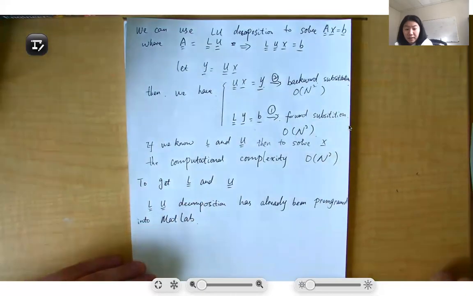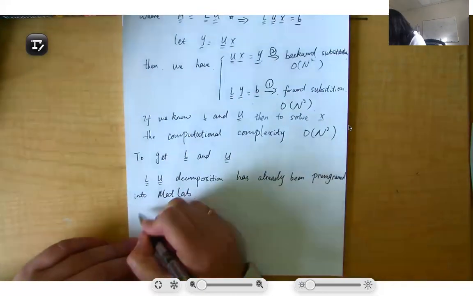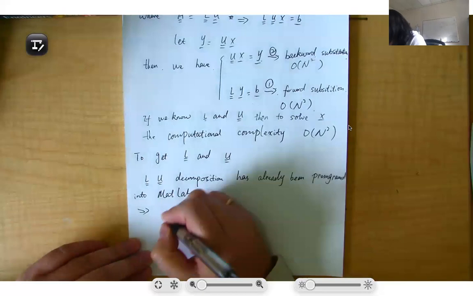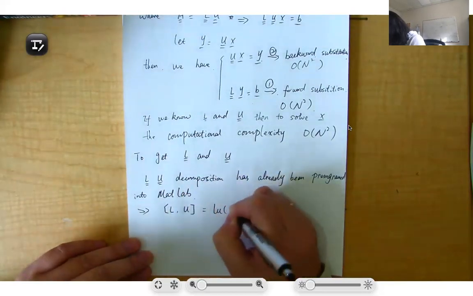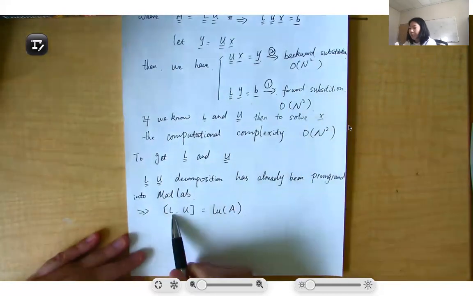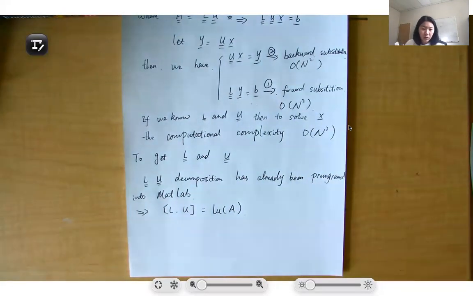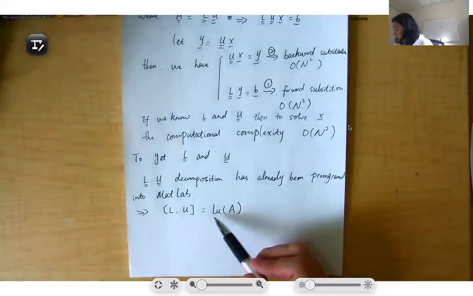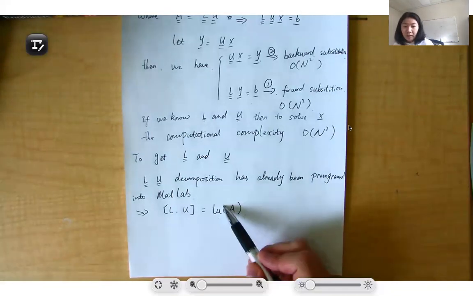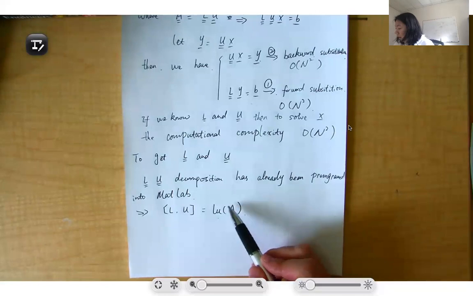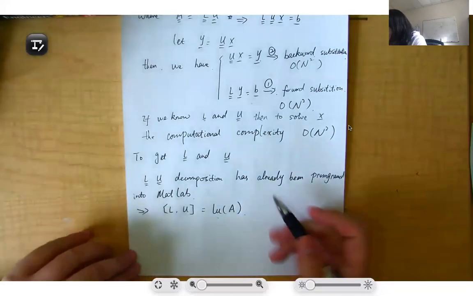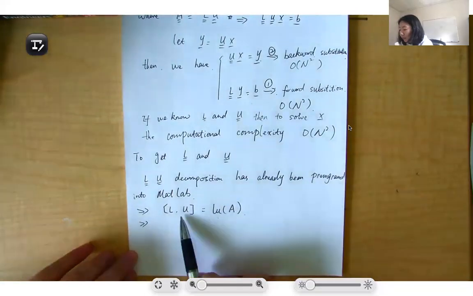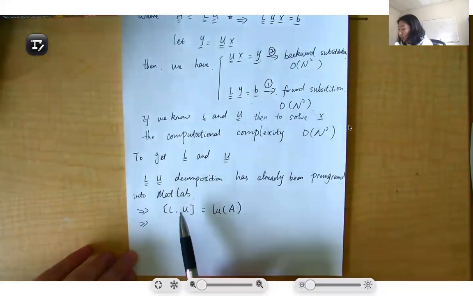And what is the command? So the command will be [L, U] equals to lu(A). This can be any letters you present for L and U, but this is the LU decomposition command that tells you the matrices you are interested in. From this command, you will know what is L and what is U.